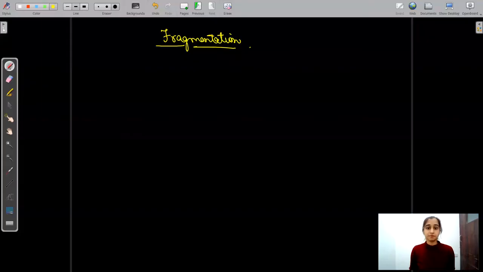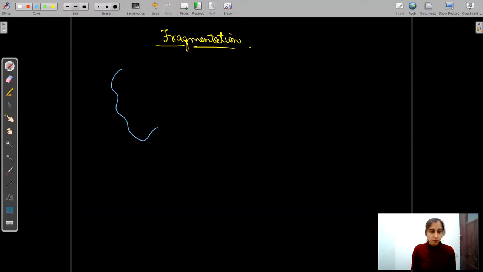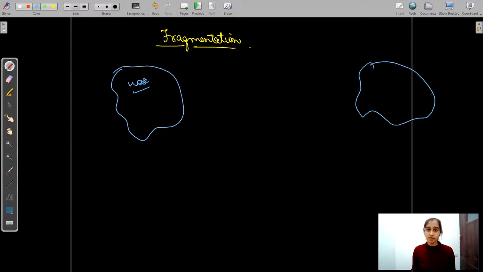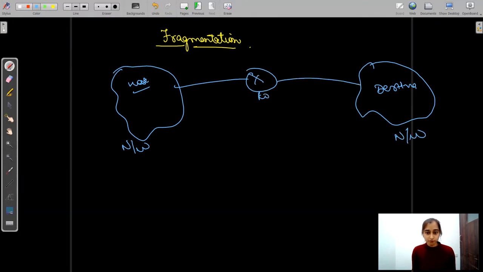Now why are we making fragments? Why is fragmentation required for a datagram? Let's study this, it's very interesting. Let me share my screen. Let's see why we need fragmentation with an example. Suppose this is the host network, and here is the network of the destination. These are two networks, and this is a router, between the host and the destination.